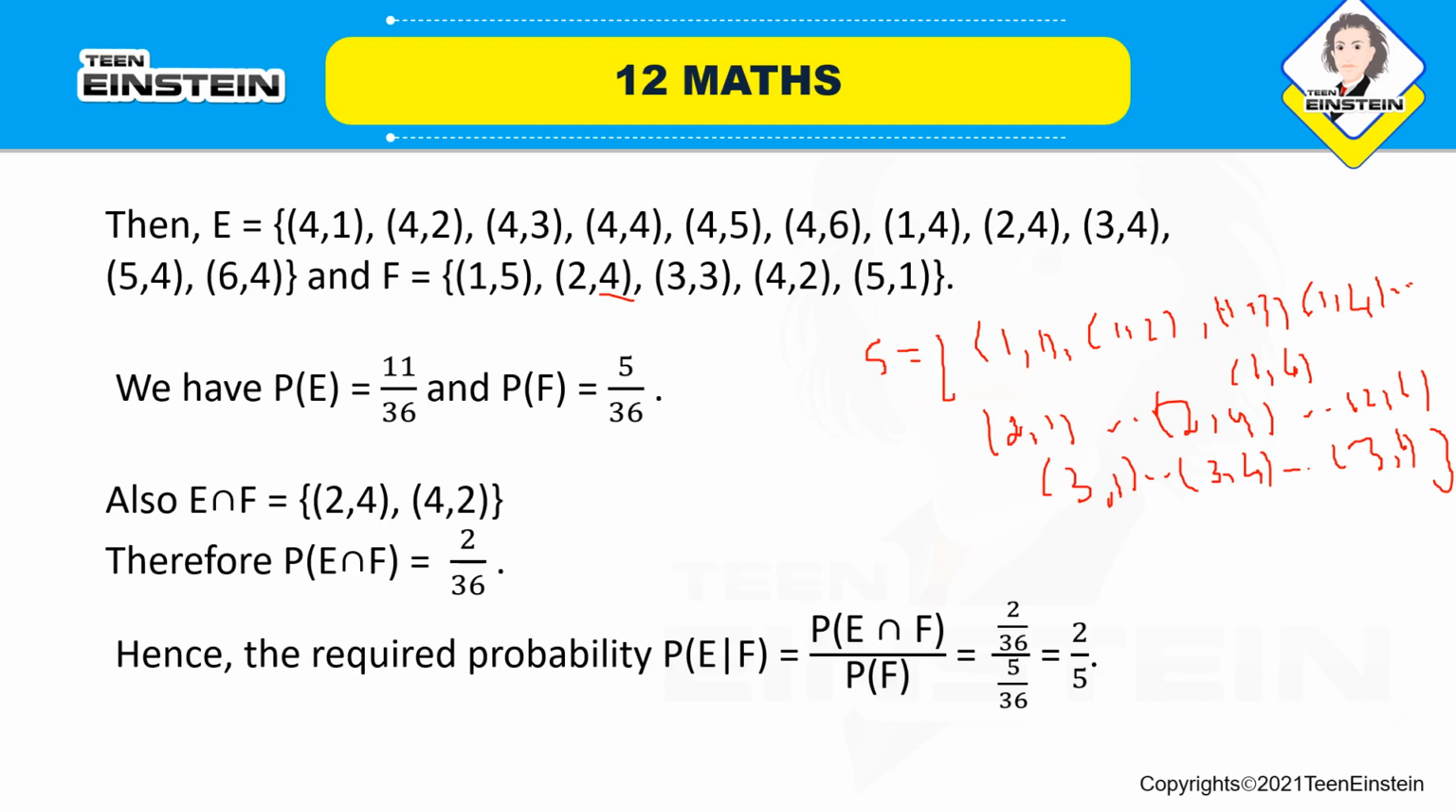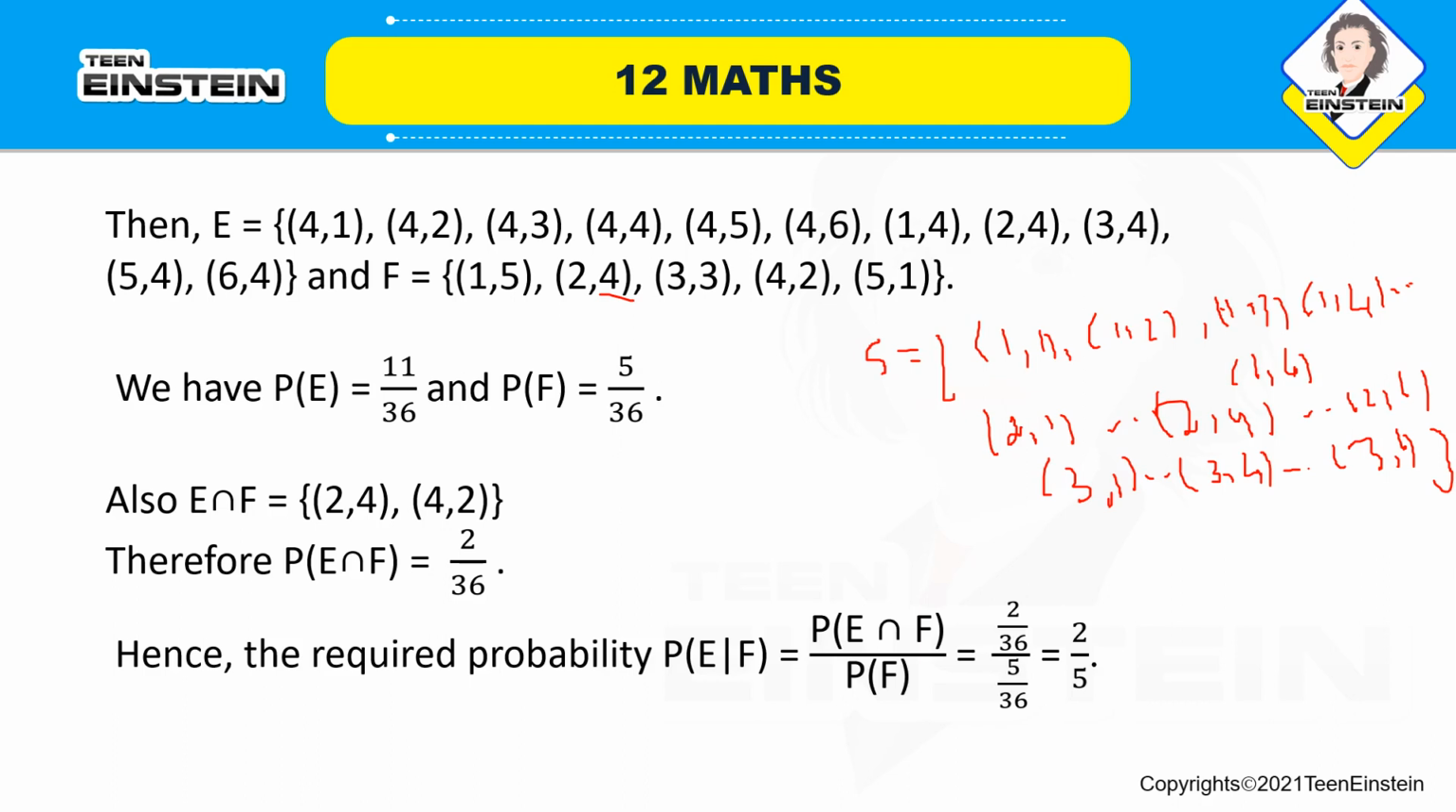So how many elements are in F? Totally 1, 2, 3, 4, 5. How many elements are in E? 1, 2, 3, 4, 5, 6, 7, 8, 9, 10, 11. There are 11 elements in E and there are 6 elements in F.